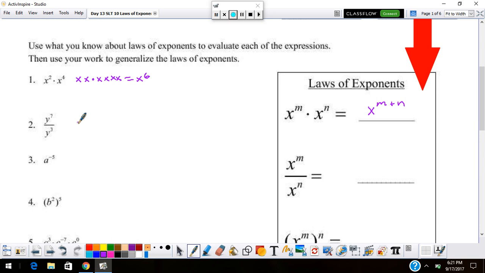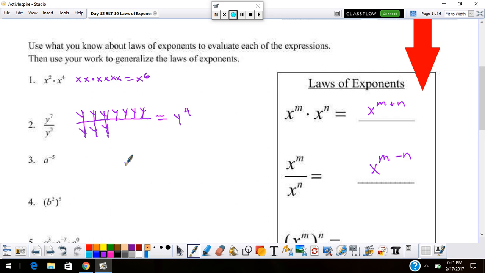Alright, so now for number 2, if we had 7 y's and we divided that by 3 y's, we would cancel off 1, 2, 3, and that's the same. Handy assistant, are you helping or not? Handy assistant, what is 7 minus 3? 4. That would be y to the fourth. And so our law is if the bases are the same, we are going to subtract the exponents.